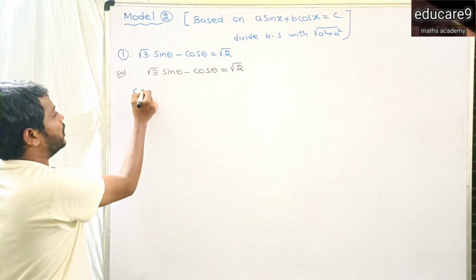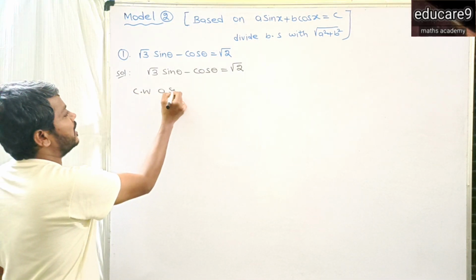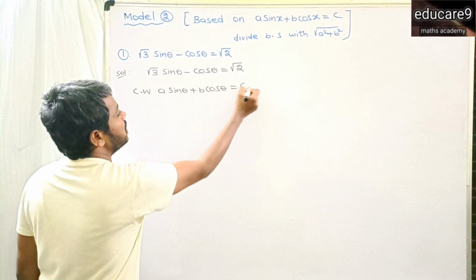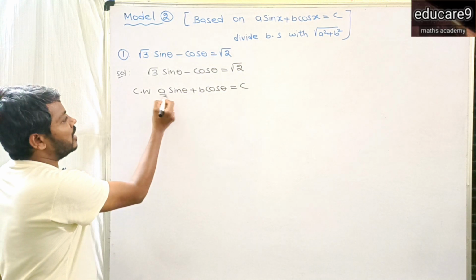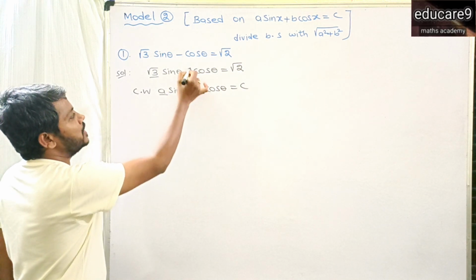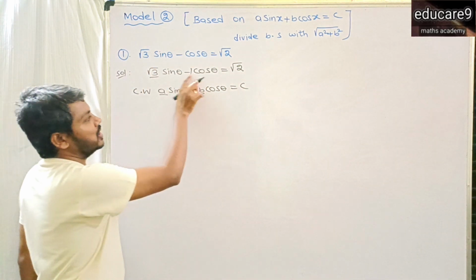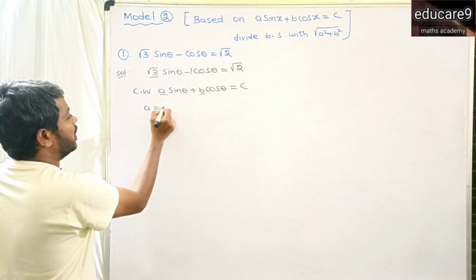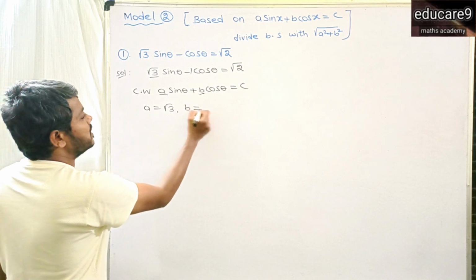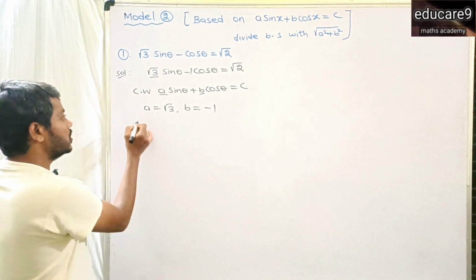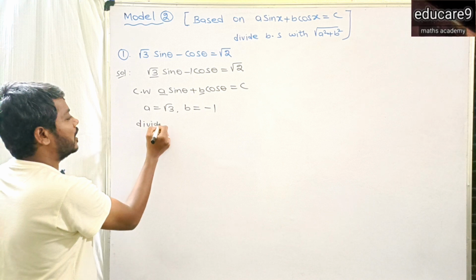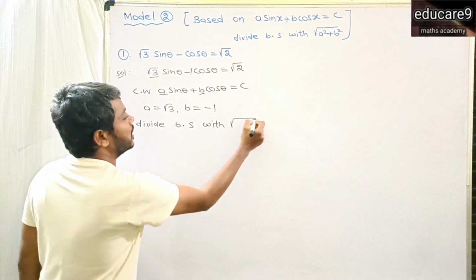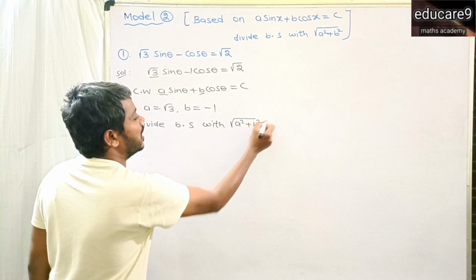Now, we can compare with a sin theta plus b cos theta equal to c. Clearly, the value of a is root 3, the value of b, the coefficient of cos, is minus 1, and c is root 2. So we can divide both sides with under root a square plus b square.